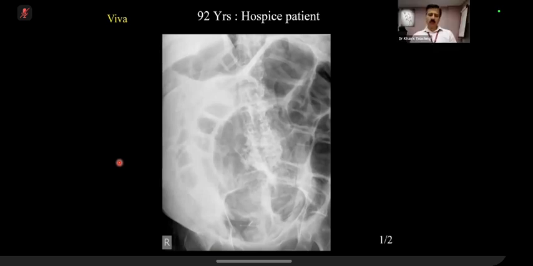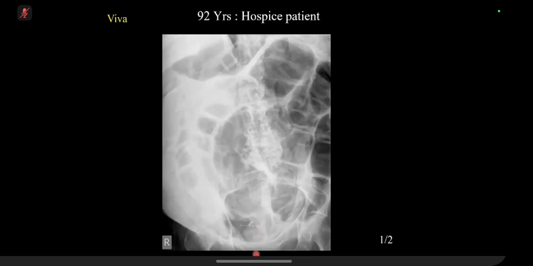Why do you say sigmoid volvulus? I can't see the haustration patterns in the large dilated bowel loop. The axis appears to project more to the left, and it's more common than cecal volvulus, especially in this age group, and in a hospice patient. So with the clinical information.